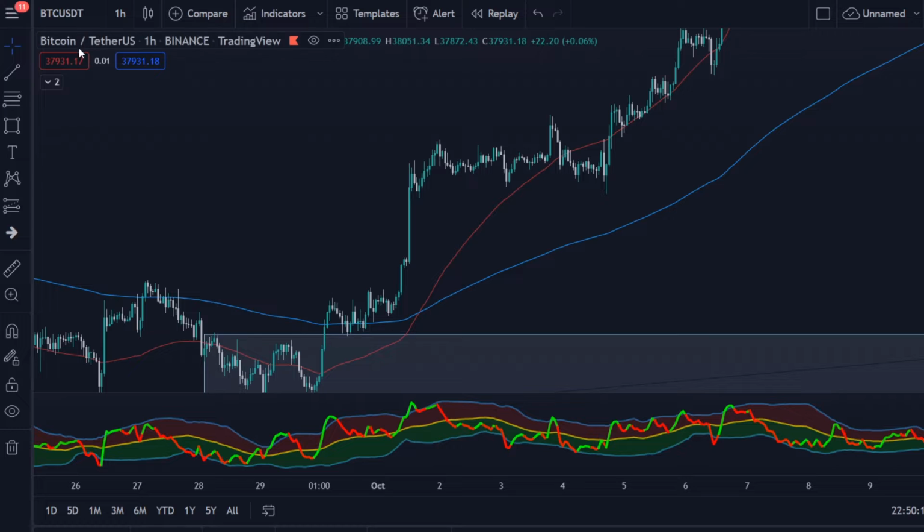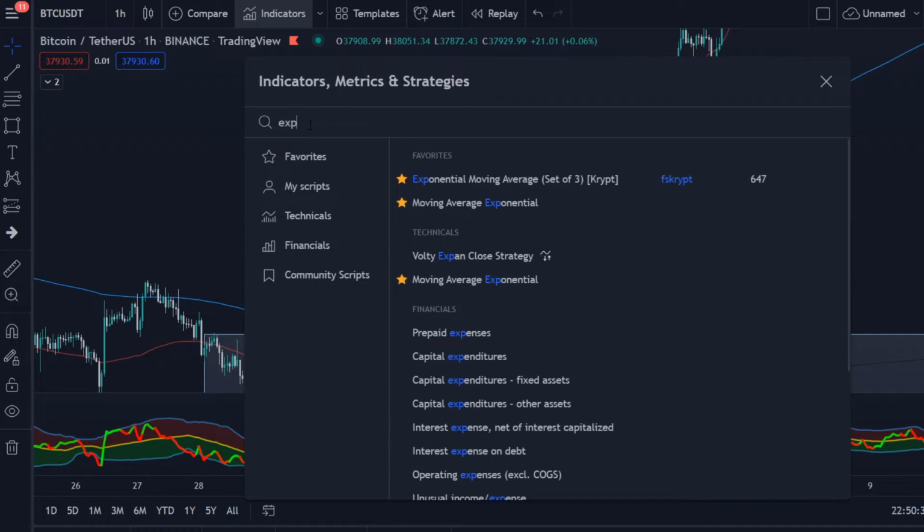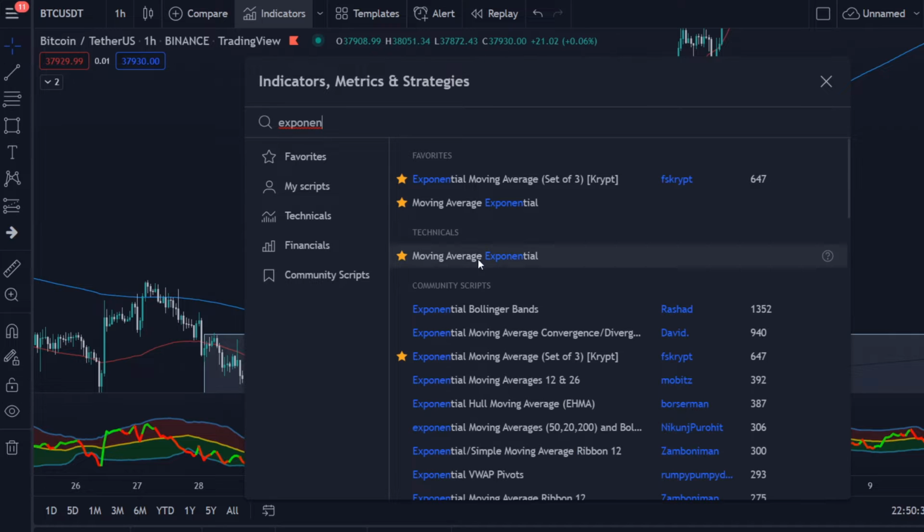Over here, I'm looking at the Bitcoin chart at the moment on the hourly. And for this trading strategy, we will be using 3 indicators. Let me show you the indicators. First of all, we will be using the exponential moving average. Just this one. I click on that.